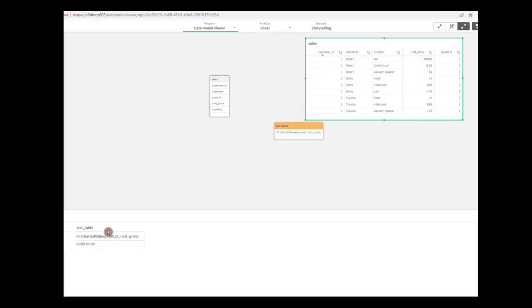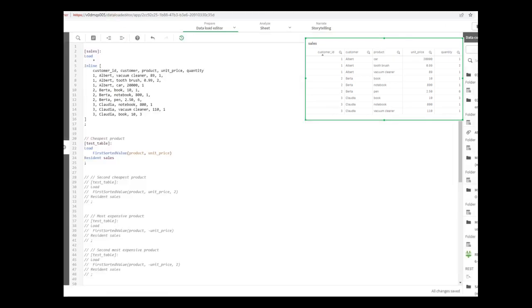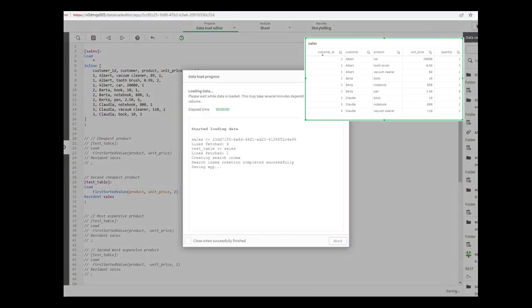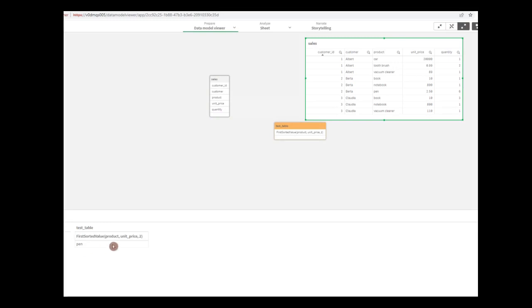We have a look at the test table, and the only value of the table is toothbrush. So the cheapest product with respect to the unit price is the toothbrush of 99 cents. In the second example, we get the second cheapest product. So the first sorted value of product with respect to the unit price, but the second. So let's load the table again. Now it's the pen. The pen of $2.50 was the second cheapest product.